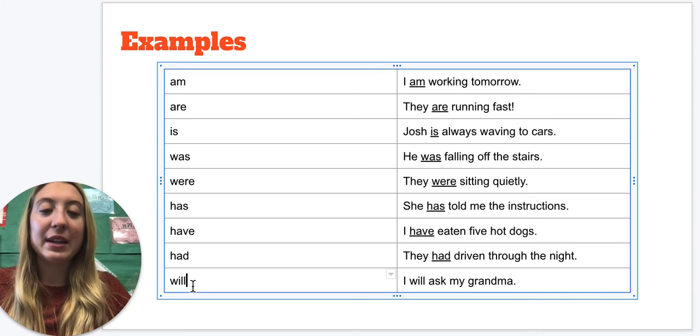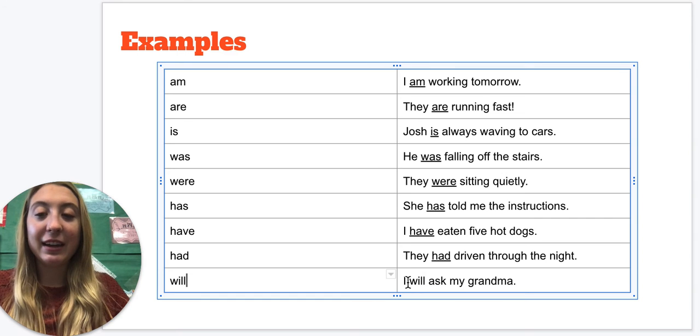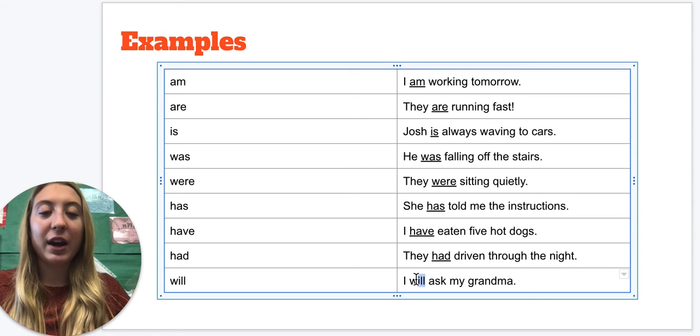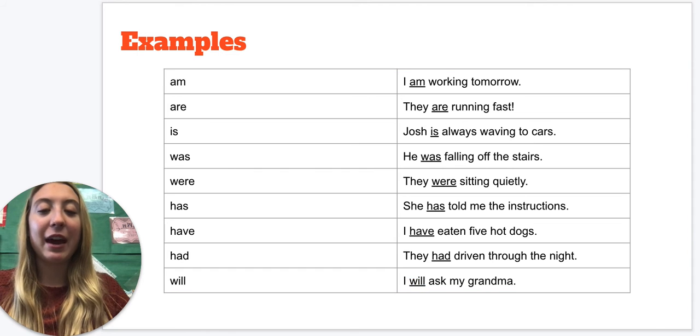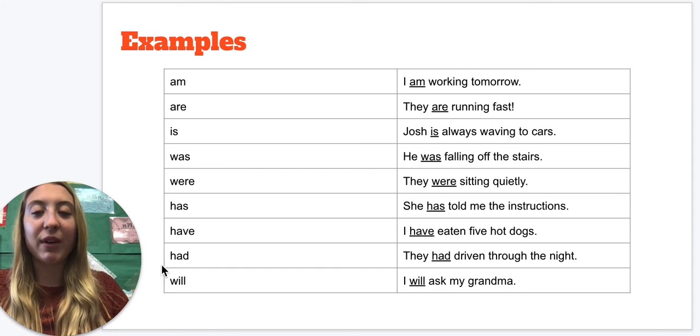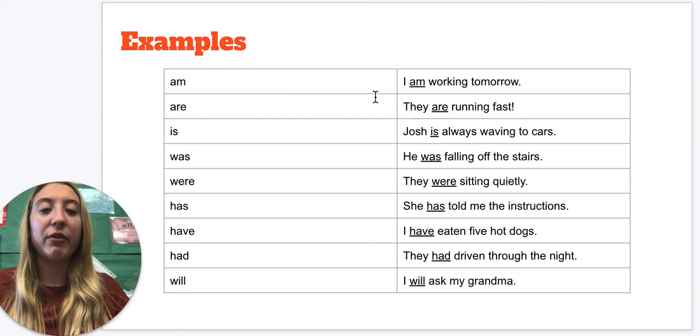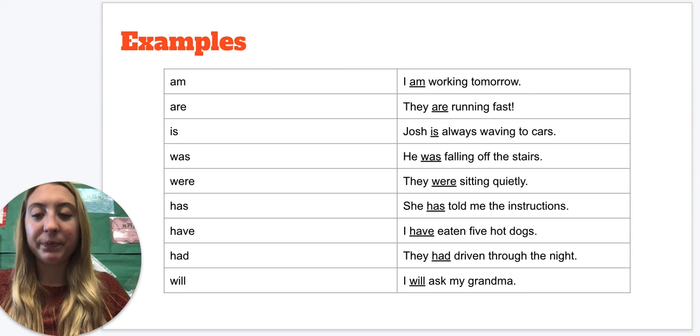Now I have will. I will ask my grandma. So remember, who is it about? I. What are you doing? Asking. And then right before is where I see will. So that is my helping verb. It's helping my main verb. So remember, take some time to write these down. This is what we're going to want to focus on. And notice how they're all before our main verb.